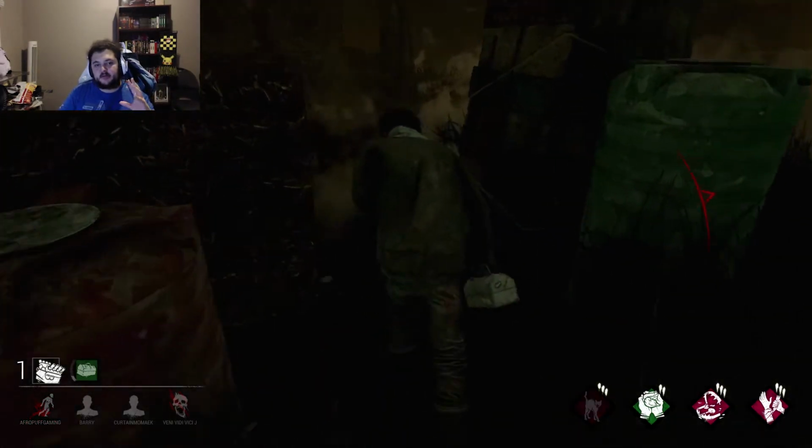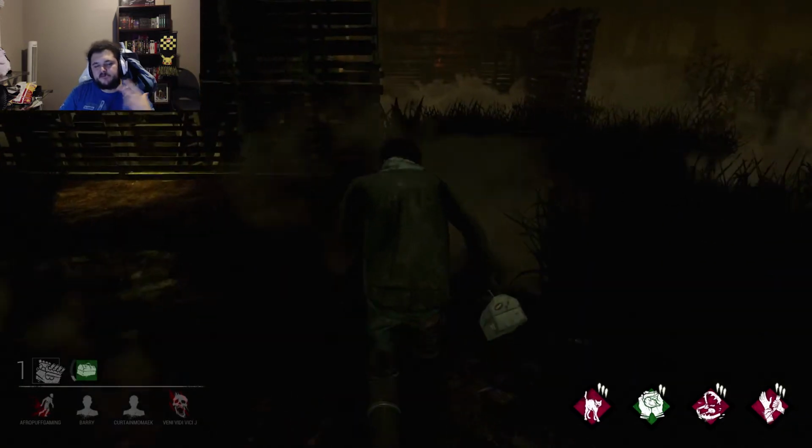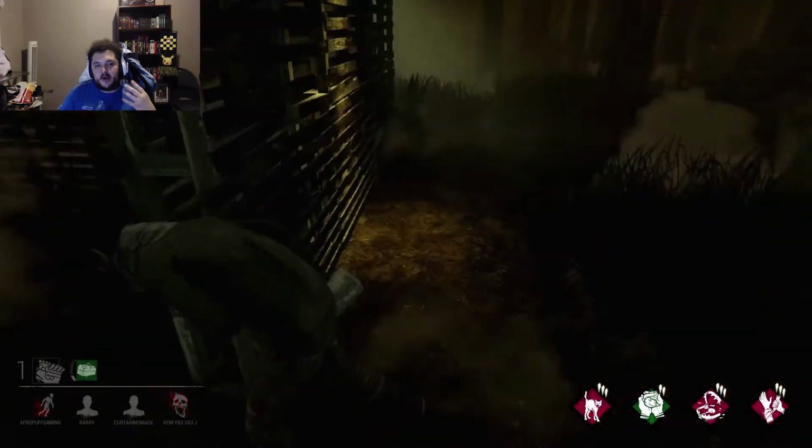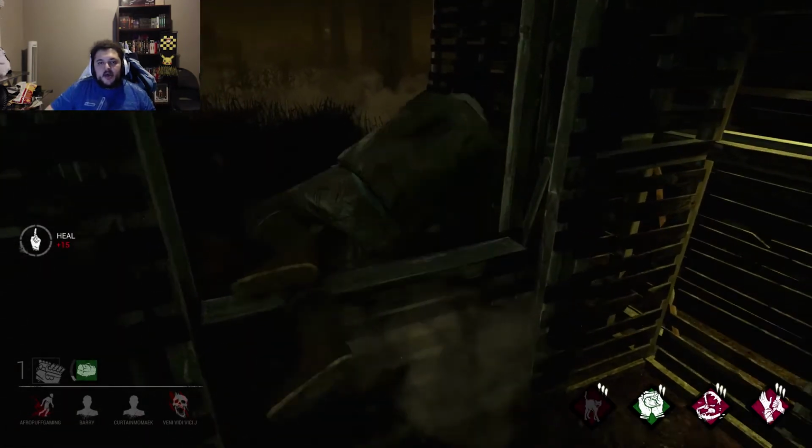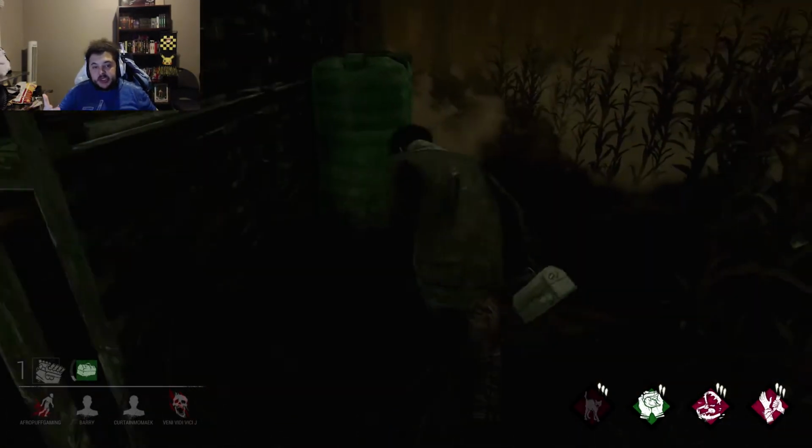I immediately throw down the pallet, even though I know she's not right behind me. It helps. Right here, I go around, and I know right here she's going to teleport. I go over the window. Right there, she's probably stunned. Well, she is stunned right there.